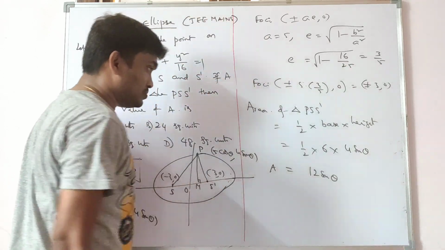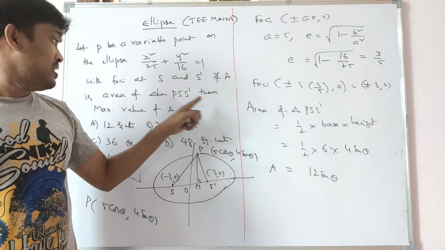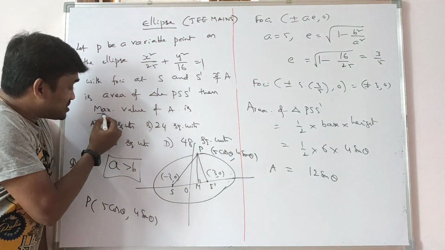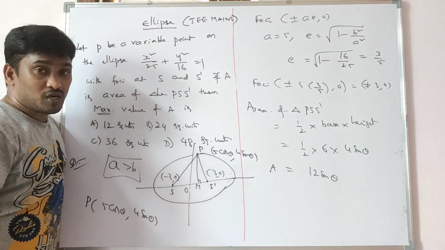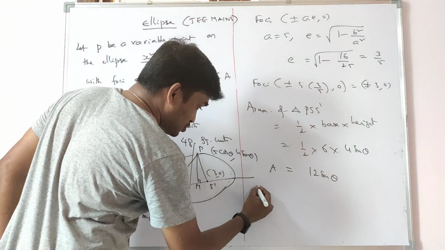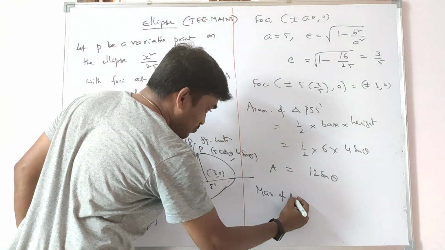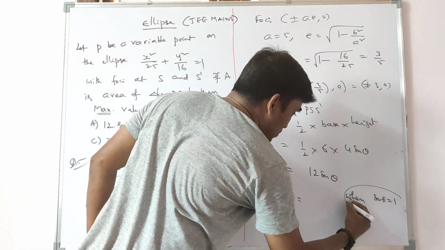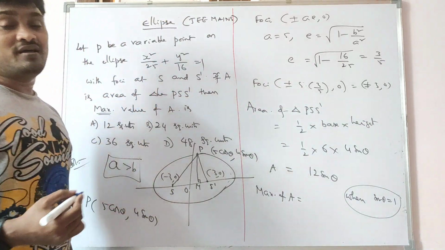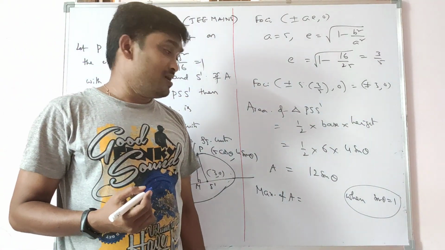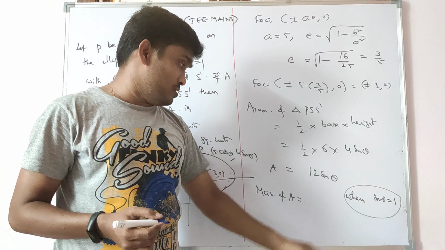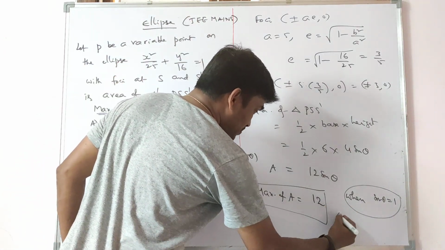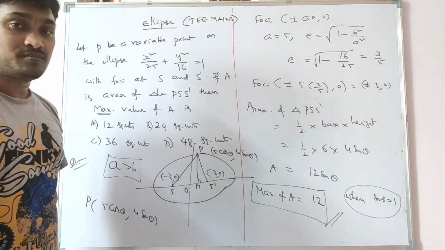Area is equal to, area represented by capital A. What are they asking? Maximum value of A. When is it possible? Maximum of A, when is it possible? When sin theta is equal to 1. What is the range of sin theta? That lies between minus 1 to 1. So the answer is coming 12. That is the answer.